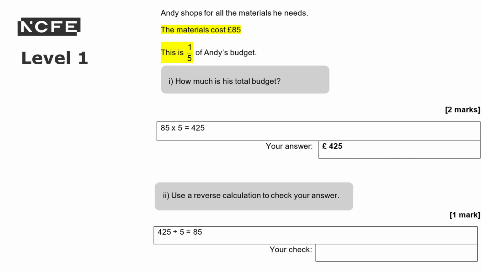It doesn't matter that we haven't written anything in the check box, because we can see very clearly we've got our reverse calculation. And as I said in an earlier slide, some learners were writing the reverse calculation, so they might write 425 divided by 5 and they wouldn't write that equals 85, and therefore they would not get that mark. So please, if you're going to do a reverse calculation, please do write it out in full with the answer.